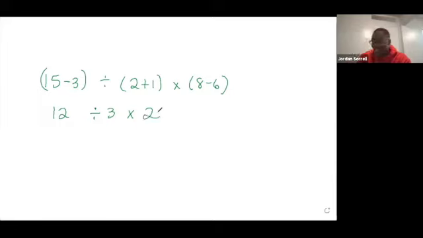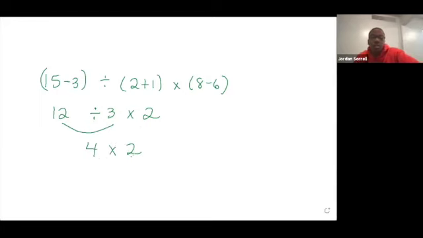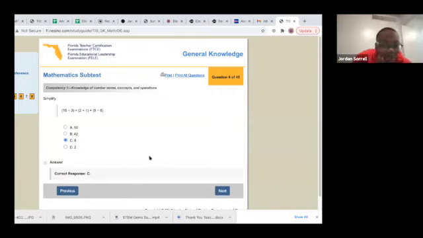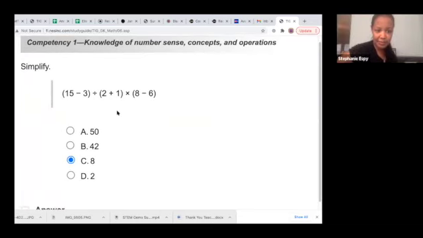Okay. All right, so now that we've done the parentheses, now we can do division and multiplication in any order. So what is 12 divided by 3? 4. 4 times 2? Which is 8. Okay, so let me go back to the other screen. We're going to choose C, which is 8. And I thought that was 2 divided by 1. That's 2 plus 1. Sorry, I can blow it up a little bit. Is that easier to see? Yeah, that's a little bit better.